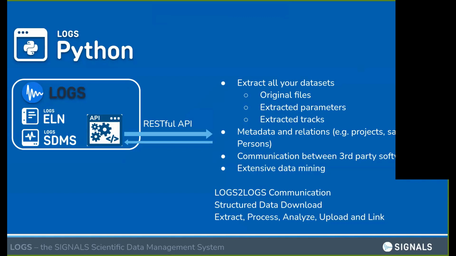So this means that you have access to all the data sets that you recorded, you put in different ways. You can get the original files that were uploaded. You can also extract parameters that we extract from the original files and the tracks. So basically all the information that you saw before on this detail page, you can also extract using scripts. And in addition to that, you get also all the metadata and relations. So the project organization, the samples, and all other things.